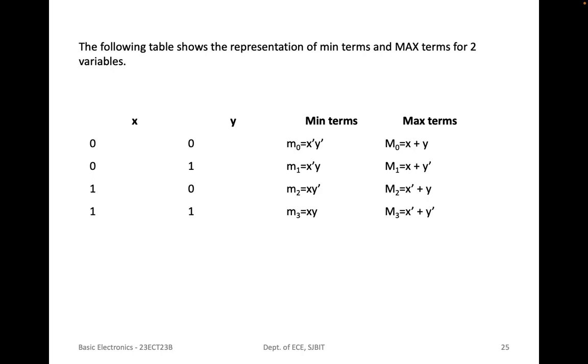So here we have a table which indicates the min terms and the max terms. We have two variables x and y. The inputs are x and y, and the two inputs go like this: 0 0, 0 1, 1 0, 1 1. M0 is equal to x dash y dash, M1 is equal to x dash y, M2 is equal to x y dash, M3 is equal to x y. And the max terms are M0 is equal to x plus y, M1 is equal to x plus y dash, M2 is equal to x dash plus y, M3 is equal to x dash plus y dash.